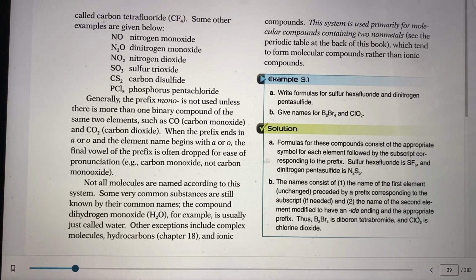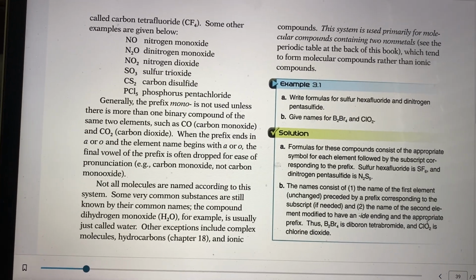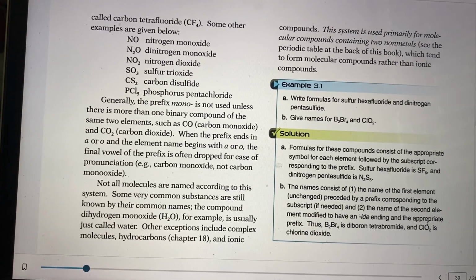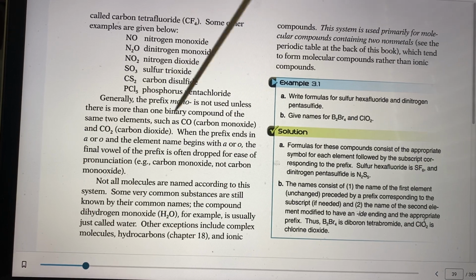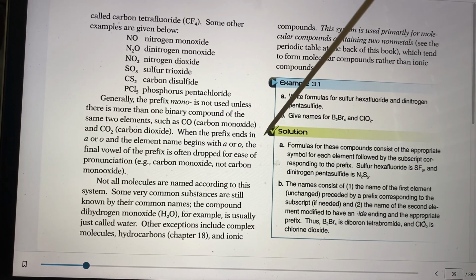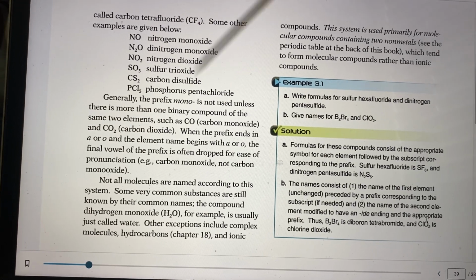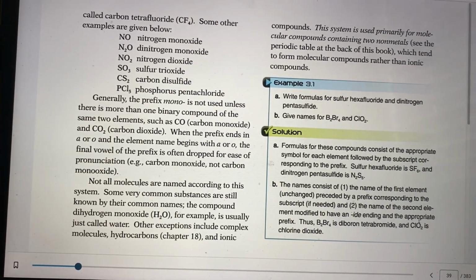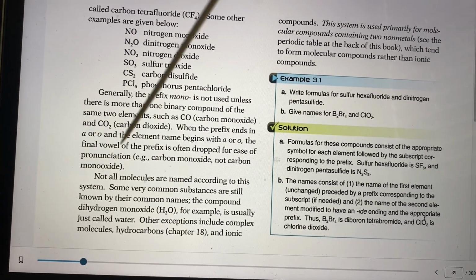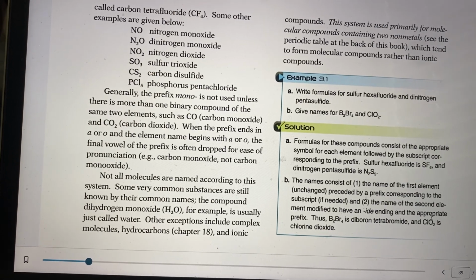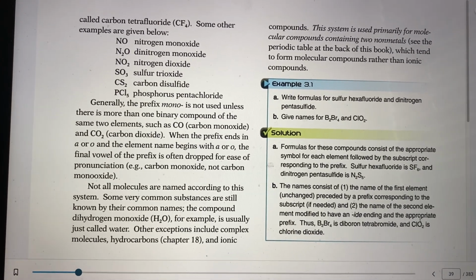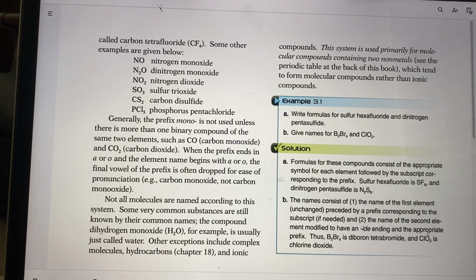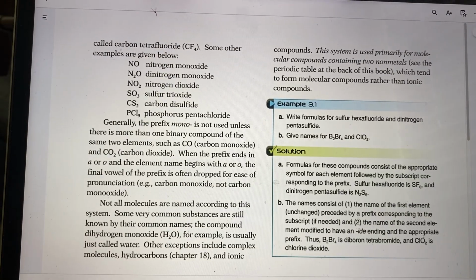Right here it says generally the mono is not used unless there is more than 1 binary compound of the same 2 elements, such as carbon monoxide or carbon dioxide. When a prefix ends in A or O, and the element name begins with A or O, the final vowel of the prefix is dropped. Remember I told you, like carbon monoxide, not monooxide with 2 O's. They dropped the O because it looks too weird, I guess. So now you kind of know, those are important to know. And we're going to name some of these, right?